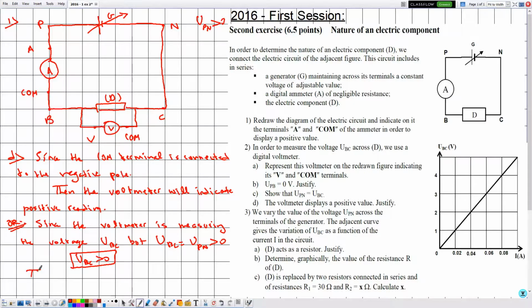Then the voltmeter measures positive value.